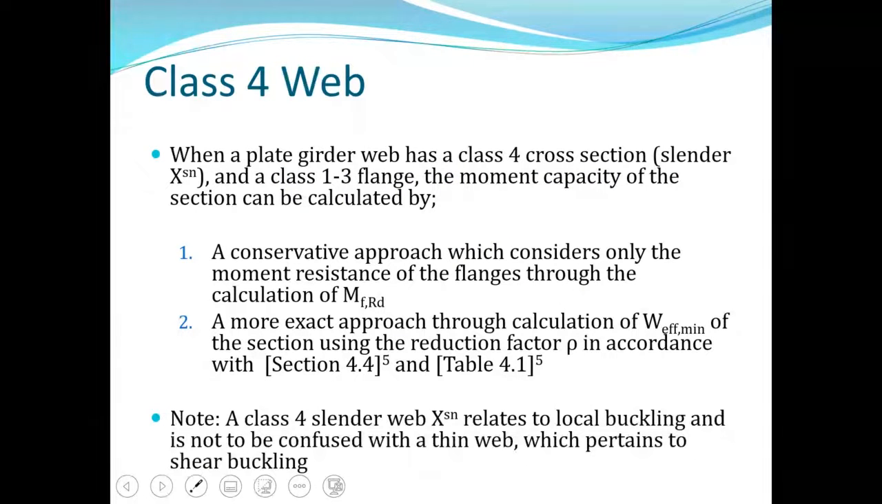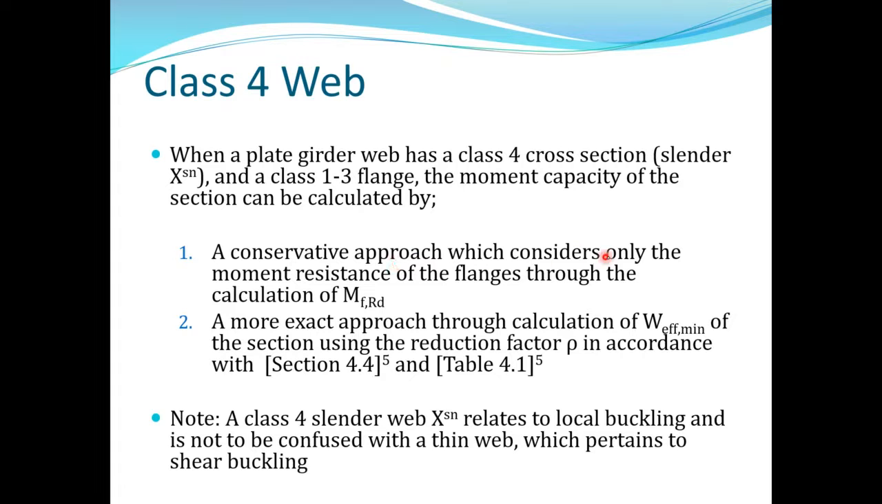Another difference that we might need to take into account in our design is that we might end up with a class 4 web. So when the plate girder web has a class 4 section, in the first two examples I've done, the web section was a class 3 section, but we might end up with a plate girder that has a web of a class 4 section. In other words, it's a slender section, and we could have a class 1, 2, or 3 flange. So then, how would you calculate the moment capacity of the section?